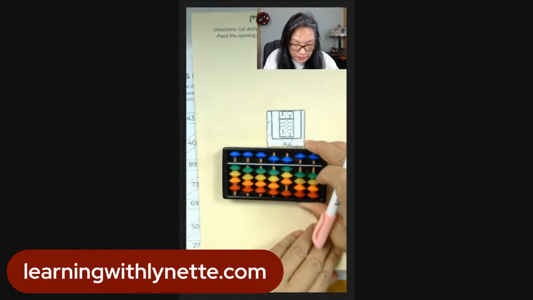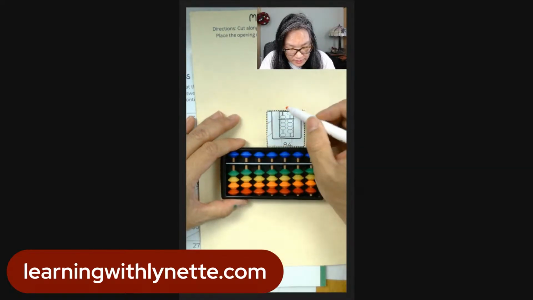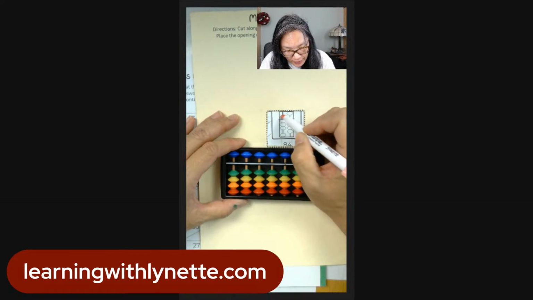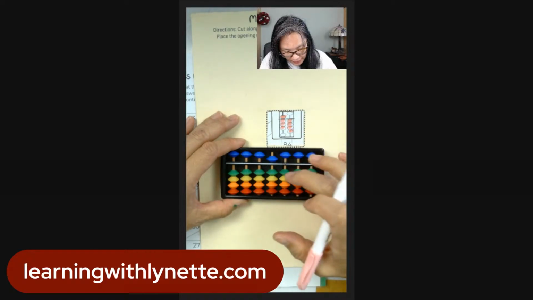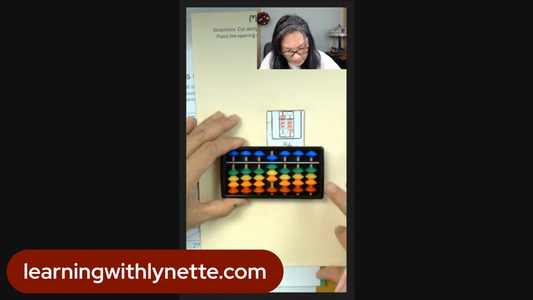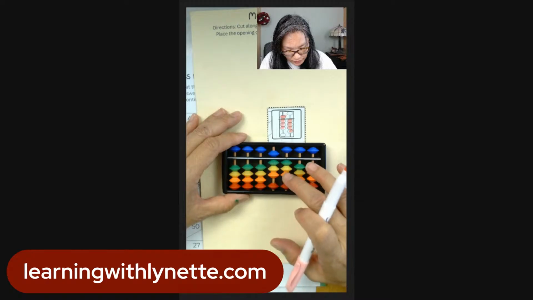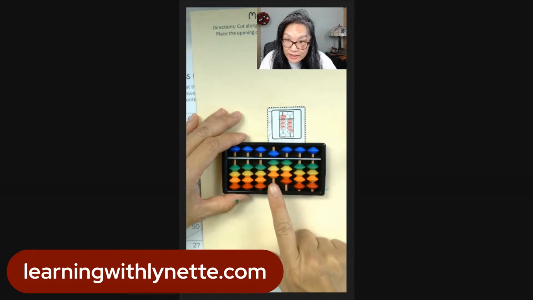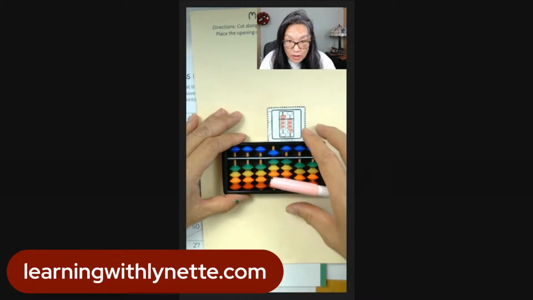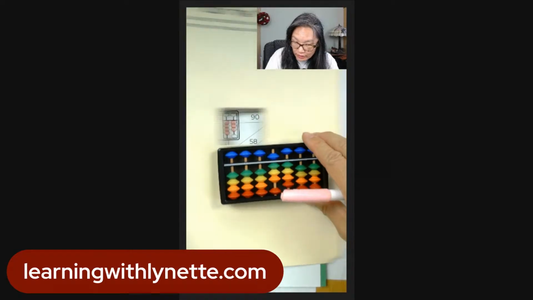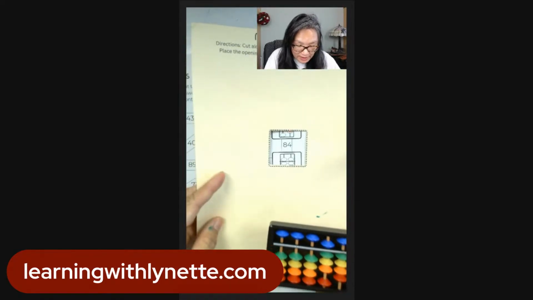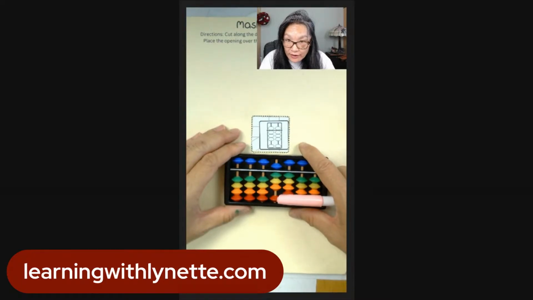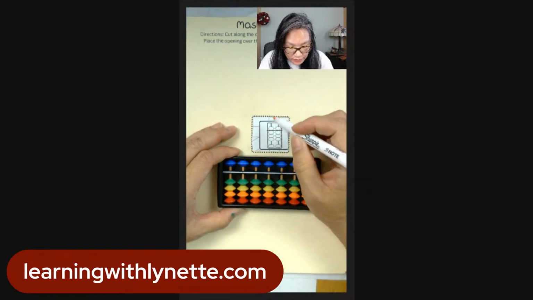So now I do this. My question is what? I have my tens, 5, 6, 7, 8, and then 1, 2, 3, 4. So my answer is 84. What are we doing? We're learning how to read the abacus. So I need to go to 84. 84 will take me to here, and now we have our number to decode.